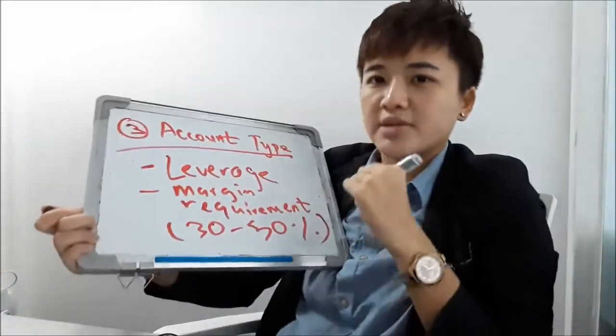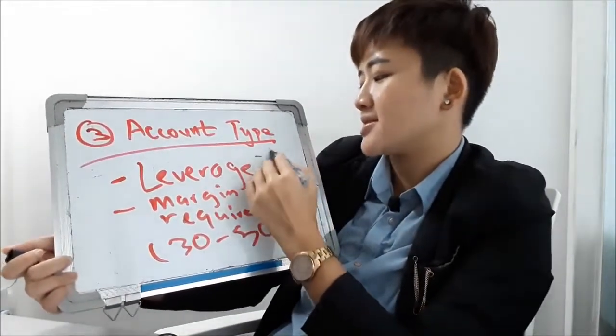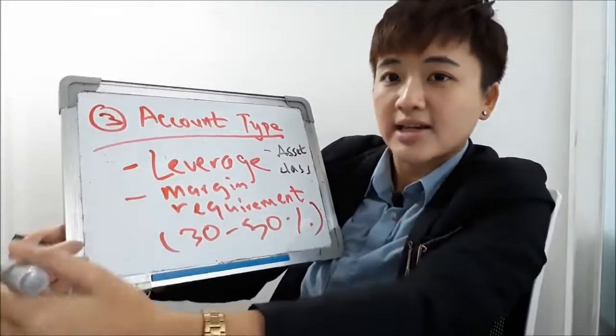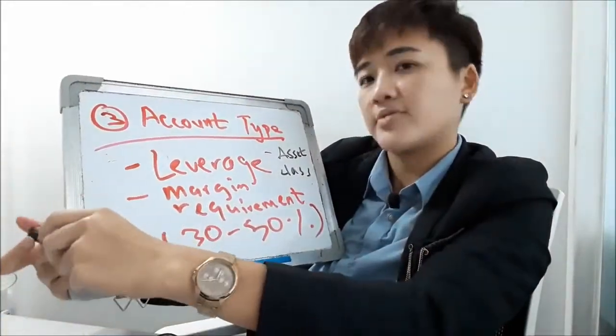If you're somebody who, just like me, trades different and invests different asset classes, so you need to make sure that your broker offers the asset class that you're invested in or that you're trading in.